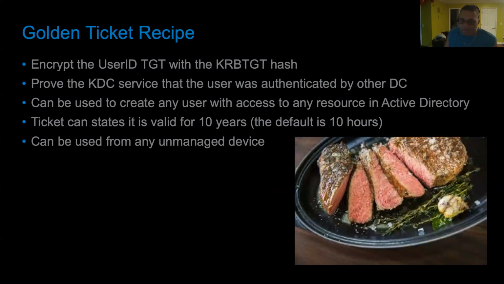And the way of using it is Mimikatz allows you to execute a golden ticket. You will basically encrypt the user ID TGT with the KRBTGT hash. Then you will provide the KDC service that specific encrypted ticket, proving that you are basically authenticated by another DC, and then you will be granted access to any resource within the domain. Another value you gain is that because the valid time frame is part of a ticket, you can modify it from 10 hours to 10 years or whatever. And you can also run it from any unmanaged device, so you don't even have to run it from a domain member.